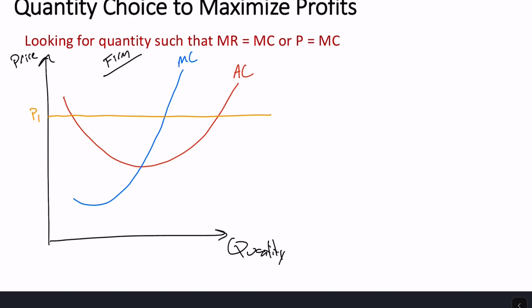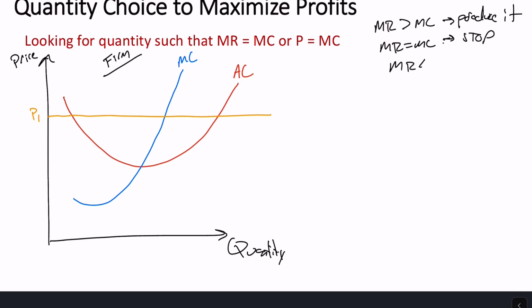Now they want to maximize their profits by choosing the right quantity to do so. We want to follow this rational rule that we've been using all semester, where if marginal revenue is greater than marginal cost, produce it. If marginal revenue is equal to marginal cost, stop. If marginal revenue is less than marginal cost, don't produce it.